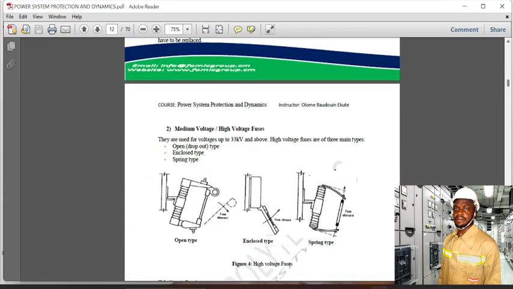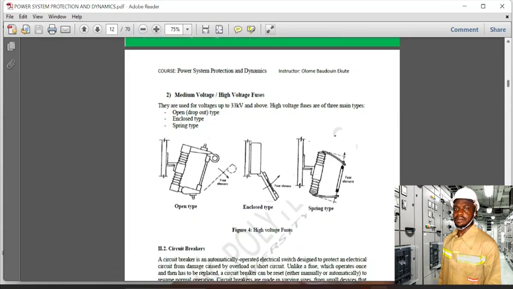So we also have the medium and the high voltage fuses here. Most of the time you have seen these on transmission lines, as well as on distribution lines. You will see here the cartridge, sorry, the fuse element indicated here. You can see it here as well.